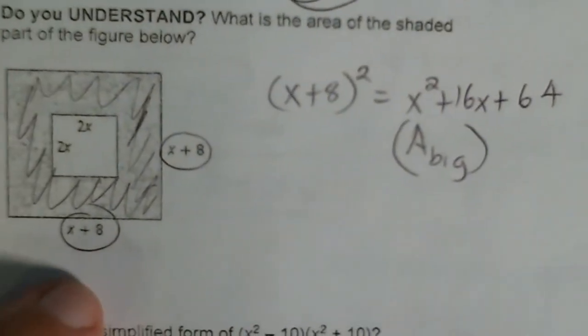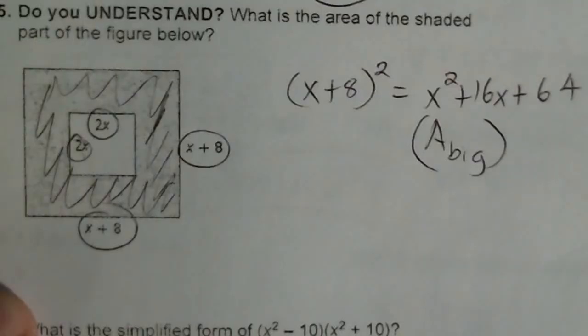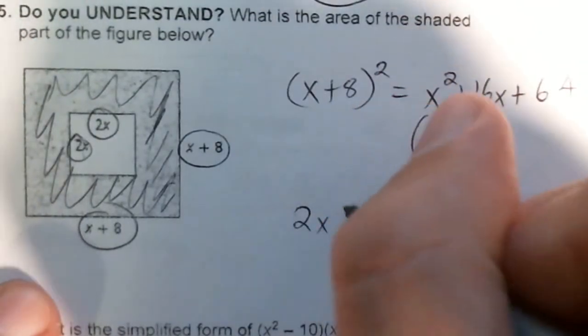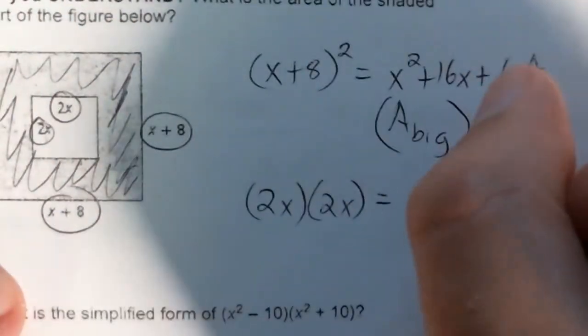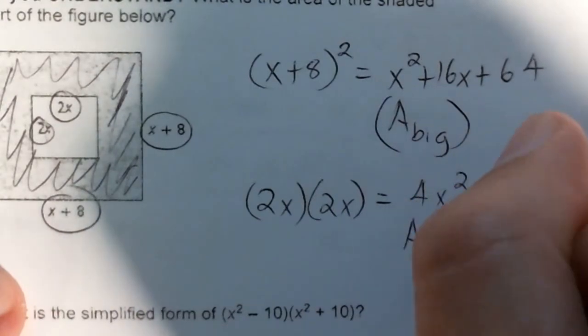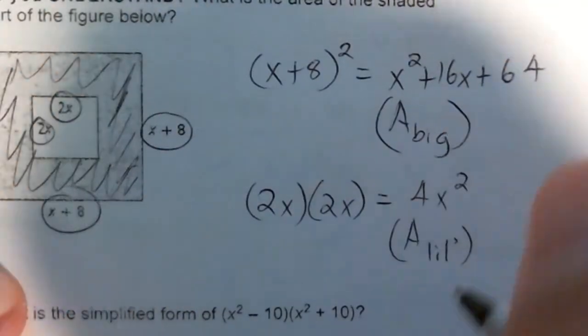Now I need the area of the little square. It's the same thing: base times base, length times width, base squared. So that's just going to be 2x times another 2x, which is simply 4x squared. That's the area of the little square.